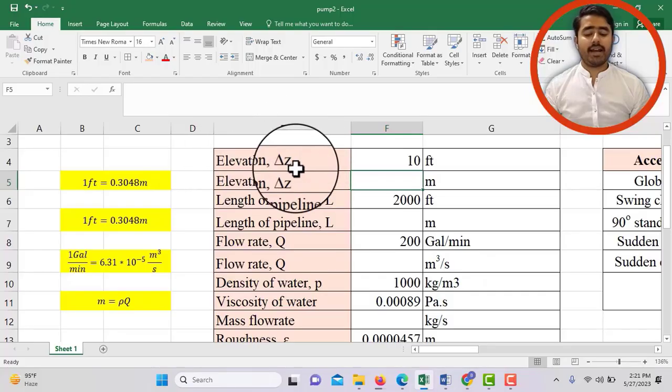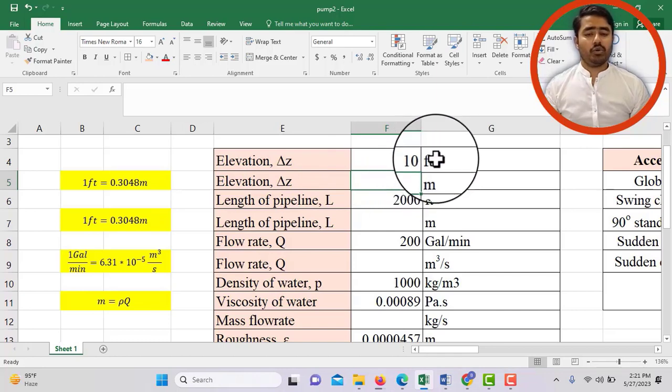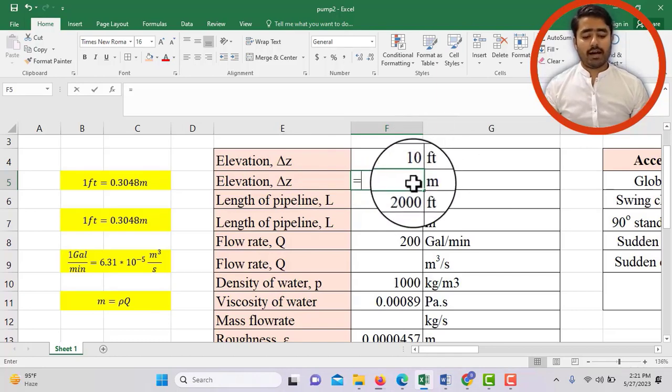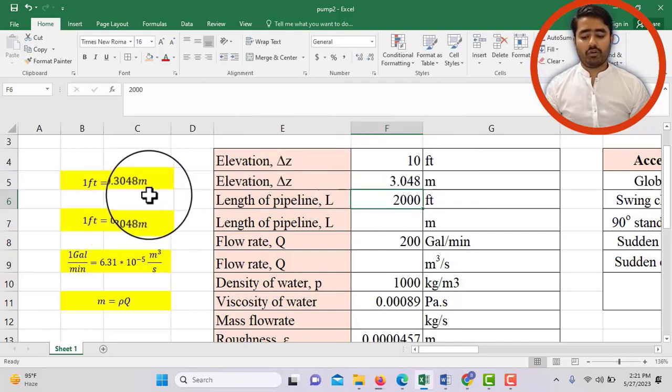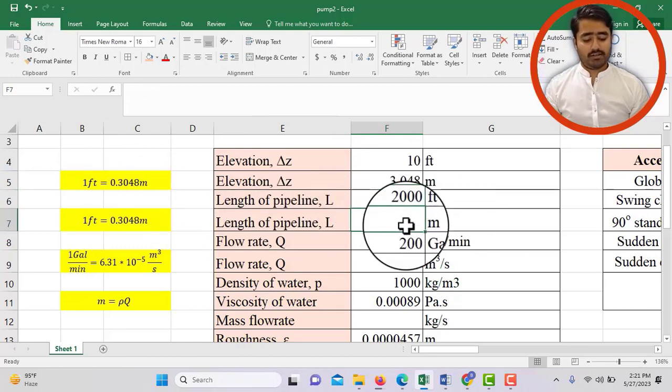So let's say we have an elevation difference of 10 feet. First of all, convert the English units into SI units. So I'm going to multiply the 10 by 0.3048, as we know that 1 foot is equal to 0.3048, and the pipeline length is 2000 feet, so just multiply the 2000 by 0.3048, and you will get the answer in meters.